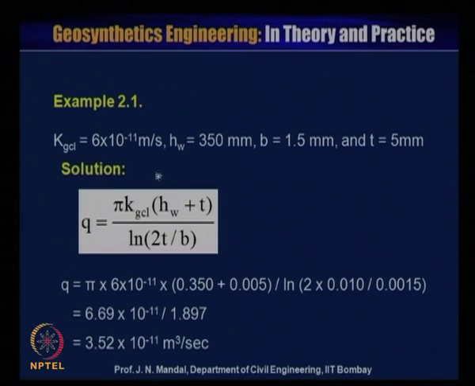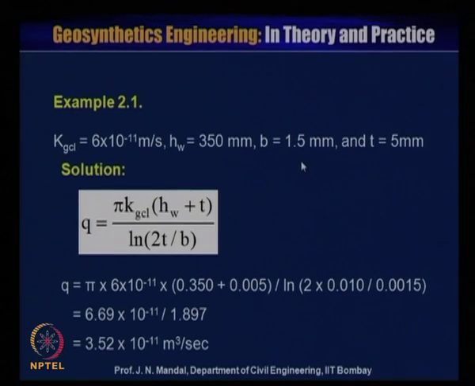Now, I am giving one typical example where K of GCL is equal to 6 into 10 to the power minus 11 meter per second, HW is 350 millimeter, B is 1.5 millimeter and T is 5 millimeter. Now this is the equation for Q, you know.